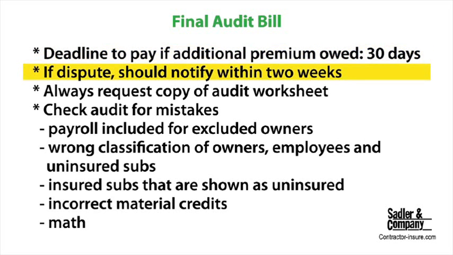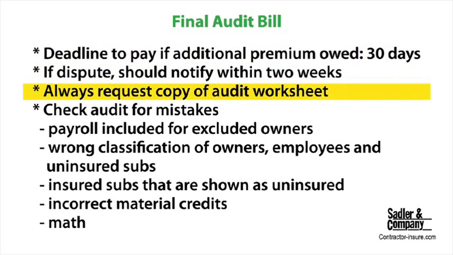If you're going to dispute your audit, you should notify your agent in writing within 2 weeks of receiving your final audit bill. When verifying your audit for accuracy, you should always request a copy of your audit worksheet. Your audit worksheet is the detailed record of your audit that indicates the information that the auditor collected, including payrolls for each non-excluded owner by class code, payrolls for each employee by class code, and amounts paid to each uninsured sub by class code.